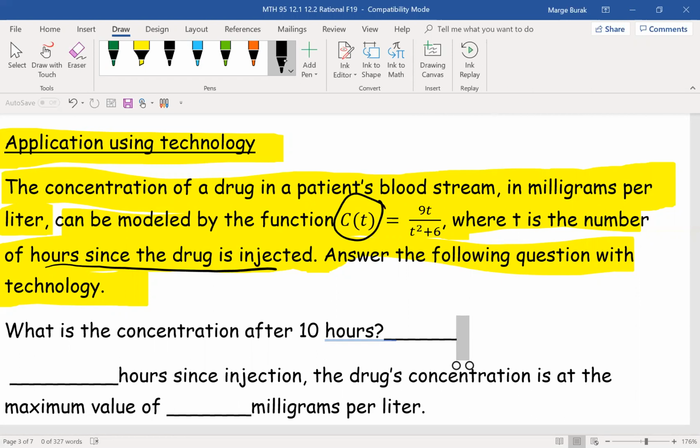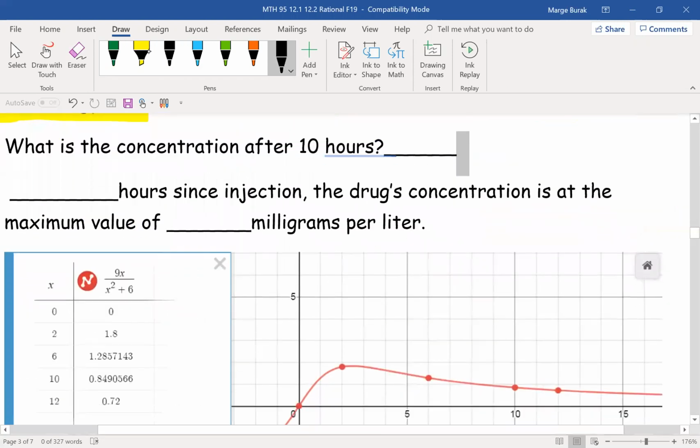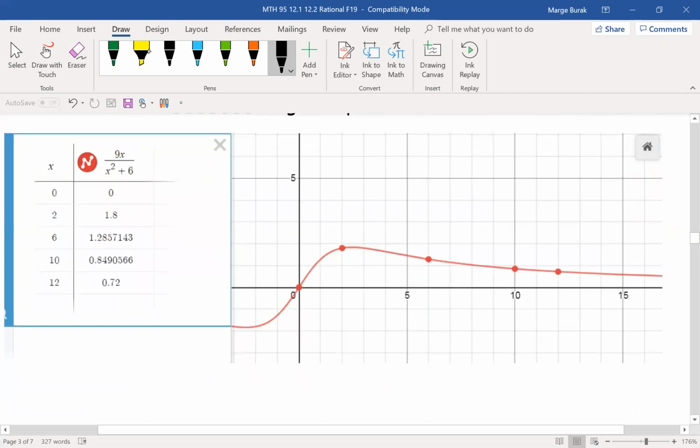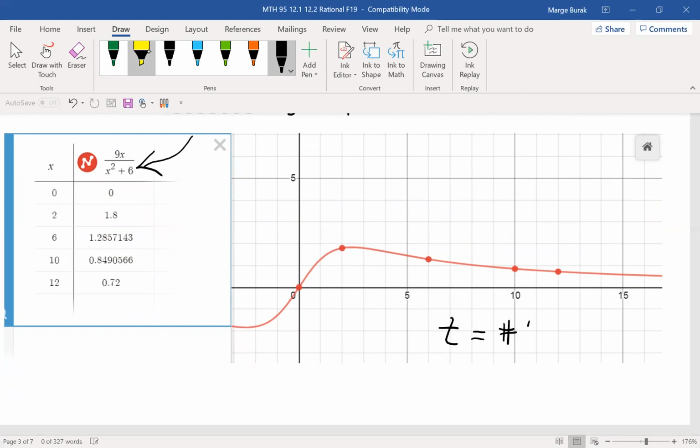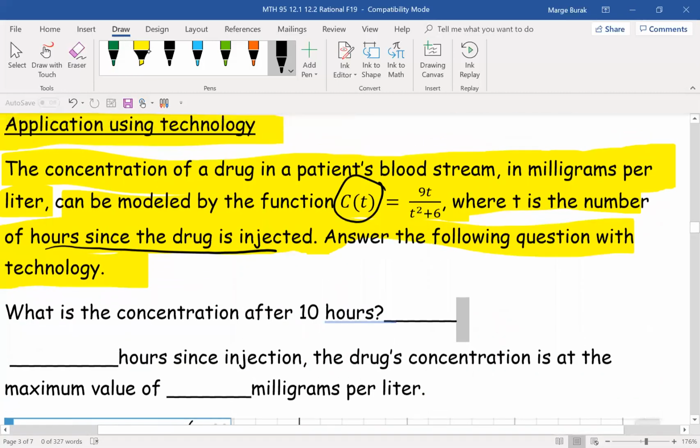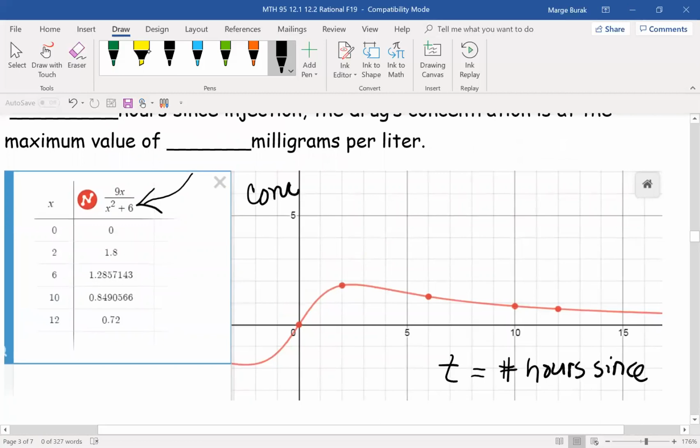So what is the concentration after 10 hours? And we need to know how many hours. Well, let's just do 10 hours. So first of all, let's look at the graph. I've got this for us here so I can write on it. Okay, so I typed the function in here. And instead of T, I'm using X because it's Desmos. So this is T. This is the number of hours since they were injected. Okay, and then this is the concentration of drug in, I think it was milligrams per liter.